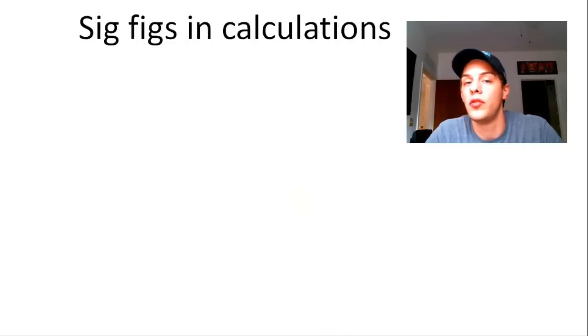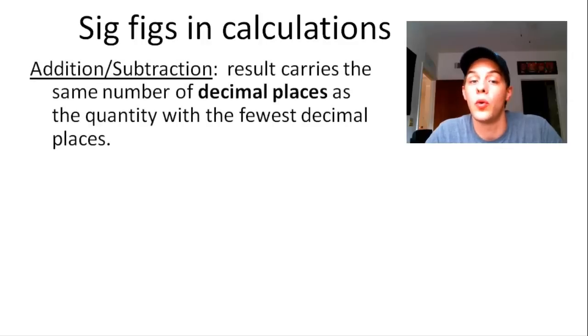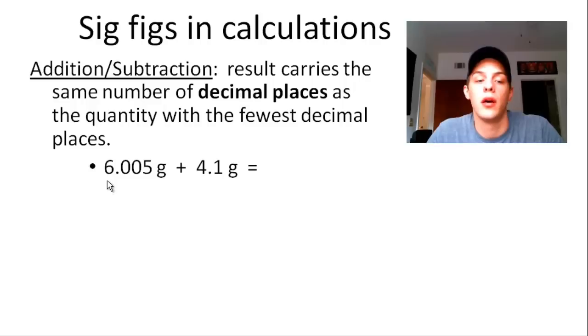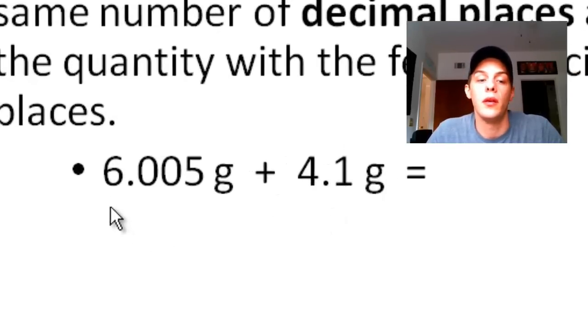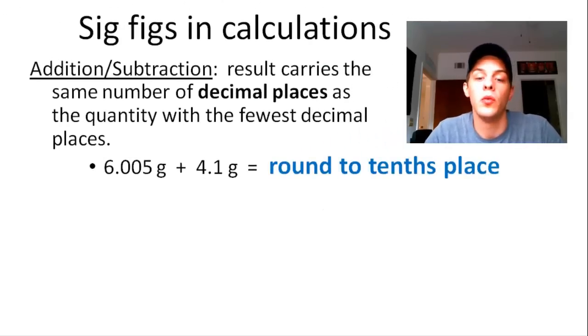So with that, let's get into how to use significant figures in calculations. When it comes to addition or subtraction, whatever result that you get is going to carry the same number of decimal places as whichever quantity you have that has the fewest number of decimal places. So for instance, if I have the calculation 6.005 grams plus 4.1 grams, the 6.005 grams goes out all the way to the thousandths place, and the 4.1 grams only goes out to the tenths place. So that means my result is going to be rounded to the tenths place.